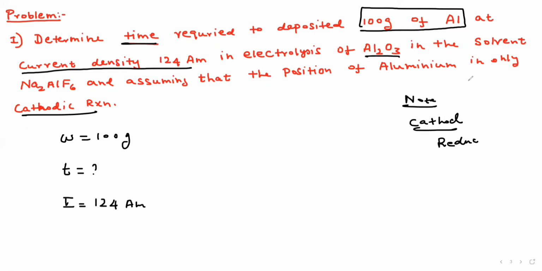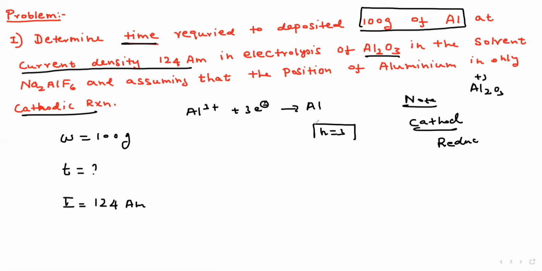In Al2O3, what is the oxidation state of aluminum? Aluminum is plus 3, right? Yes, sir. Therefore, Al3+ plus 3 electrons become what? Al. How many electrons are involved in the reaction? 3. Therefore, the N factor is 3.